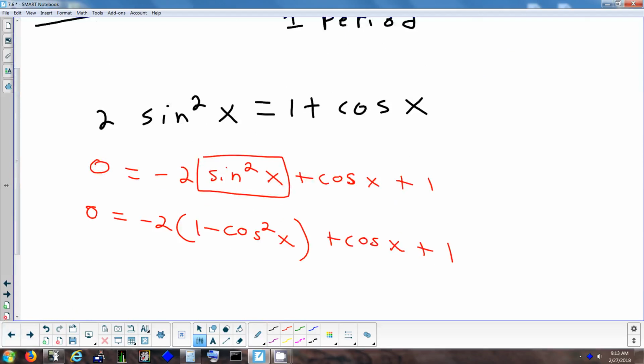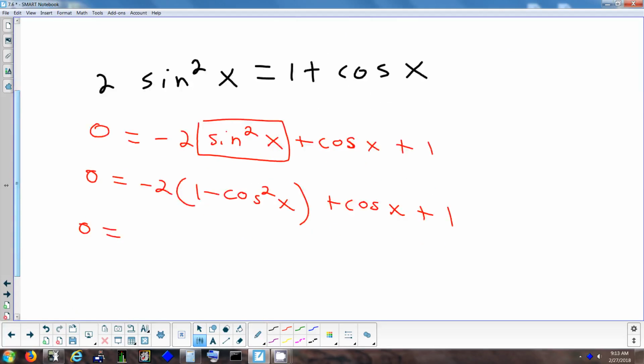If you don't think of that beforehand, that's fine. You're just going to have to move stuff around until you get it to be positive. So you're going to have 0 equals 2 cosine squared x, and then I'm going to have negative 2 plus 1. So negative 2 plus 1 gives me a negative 1. And then plus cosine x, that just stays the same. Now we're ready to factor it or use the quadratic formula.